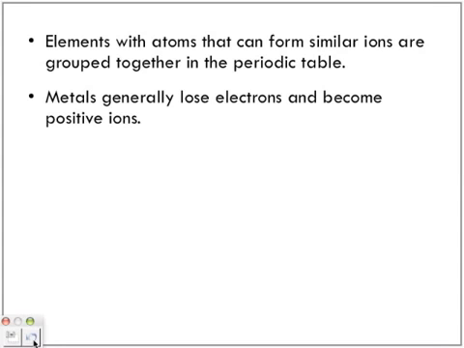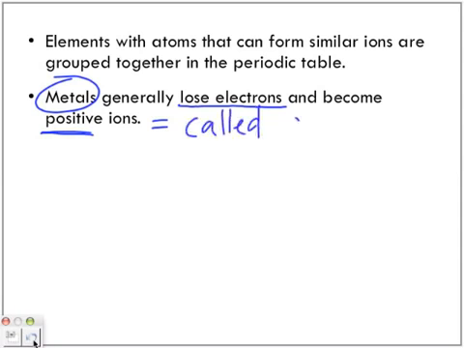So if you look at the periodic table, you'll see that the metals all have positive ions associated with them. It means metals will lose electrons. When metals lose electrons, they become positively charged, right? And these positive ions are called cations. So we think of the T as a plus shape, right, for positive.